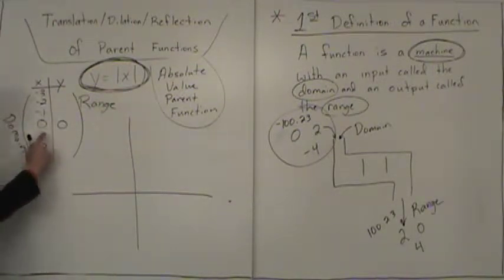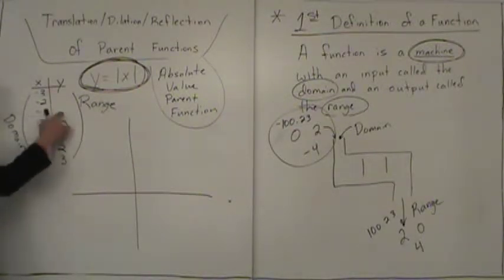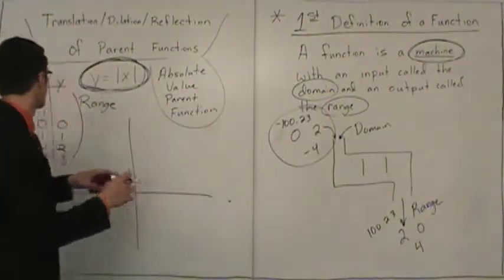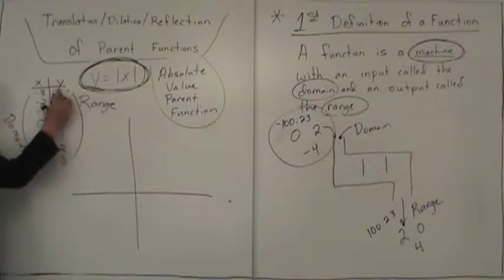Now, if we put in 1, we get an output of what? 1. If we put in 2, the absolute value of 2 is what? 2. If we put in 3, we get what? 3. If we put in negative 1, the absolute value of negative 1 is 1. So we put in negative 1, we get an output of 1. Put in negative 2, you get an output of what? 2. You put in negative 3, you get an output of 3.